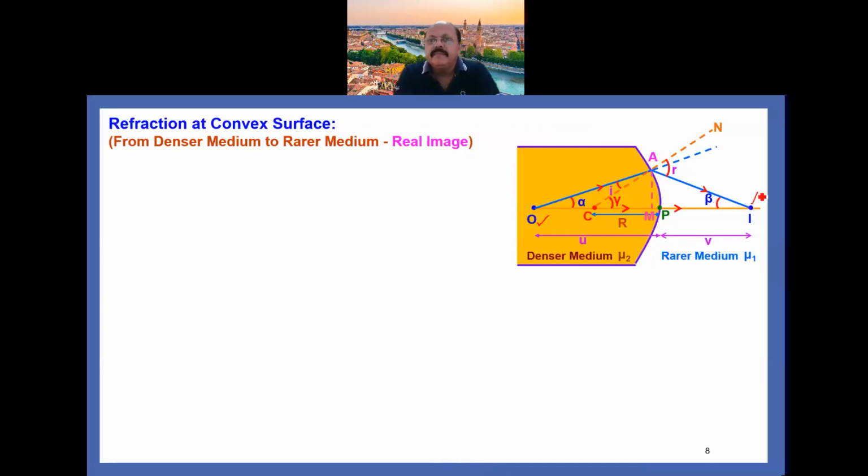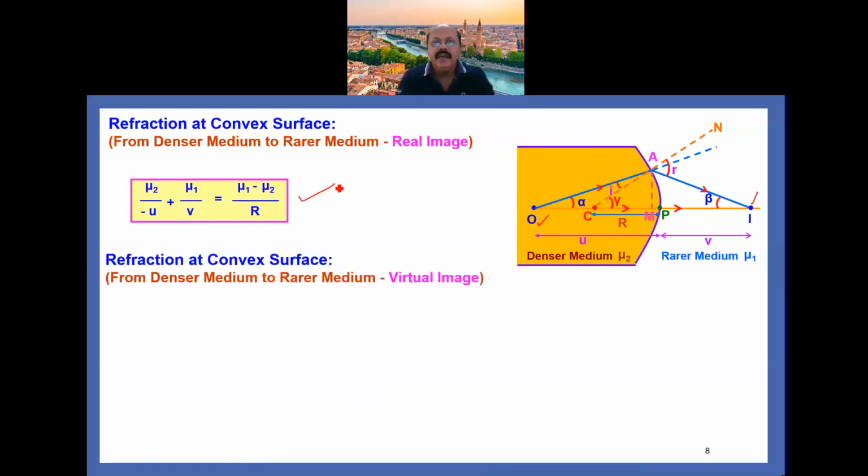Then it is a real image of the point object O, and rest of things are the same as we have performed earlier. Apply the same concept and derive the expression, and that expression comes this mu2 upon minus u plus mu1 upon v equal to mu1 minus mu2 upon r. So you have to remember both the formulas, and that we will use further while we find an expression for the Lensmaker's formula. So you try yourself these derivations, apply the same concept which I explained earlier and find out the results.